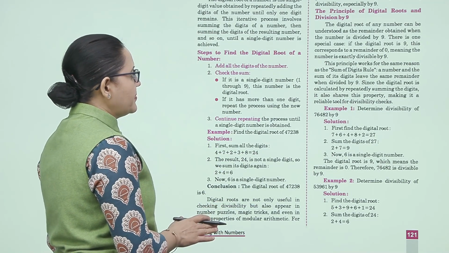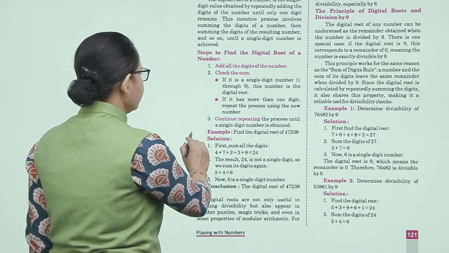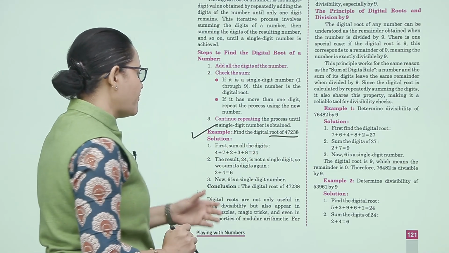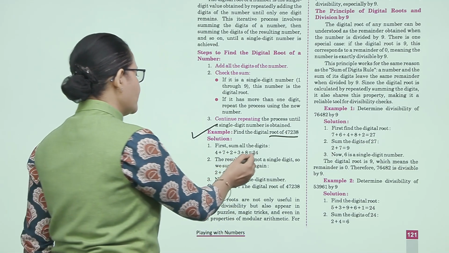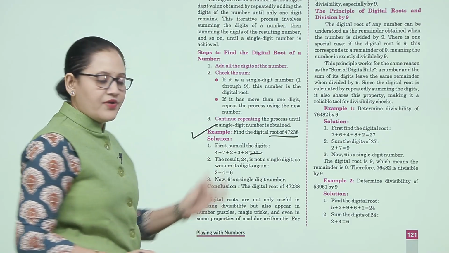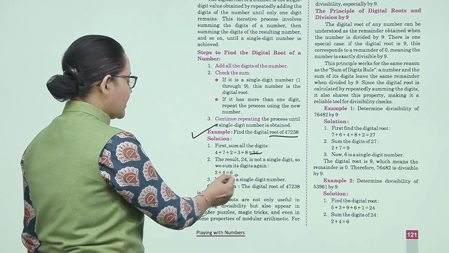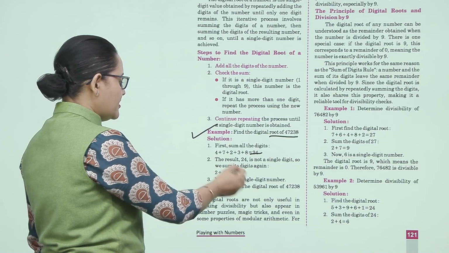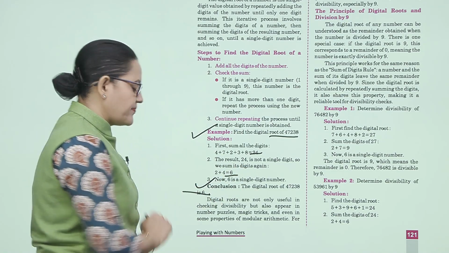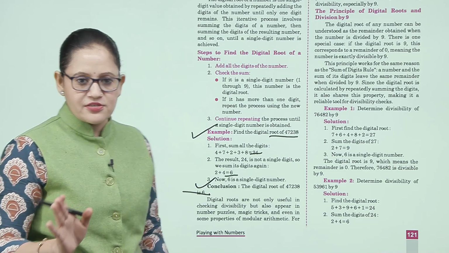So, we will take an example here. Find the digital root for the given number. First, we will find the sum of digits, that is 24. The result is not a single digit number, so we will add them. 2 plus 4 is 6. Now, 6 is a single digit number. So, the conclusion: the digital root for the number is 6. This is how we can find the digital root.